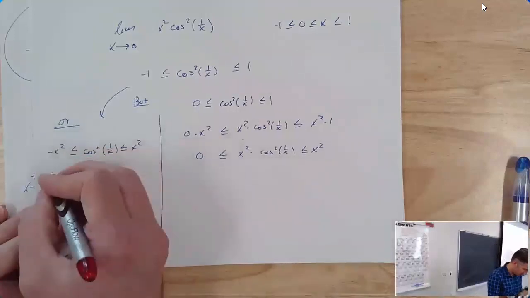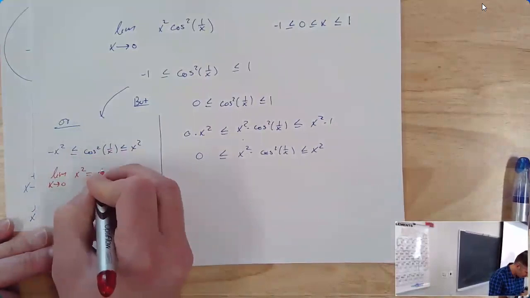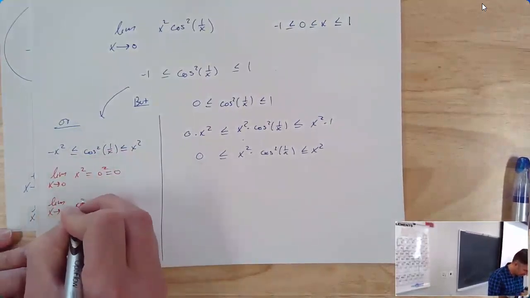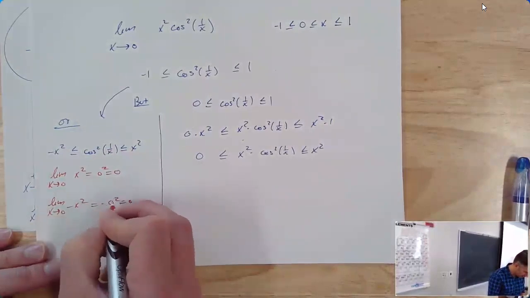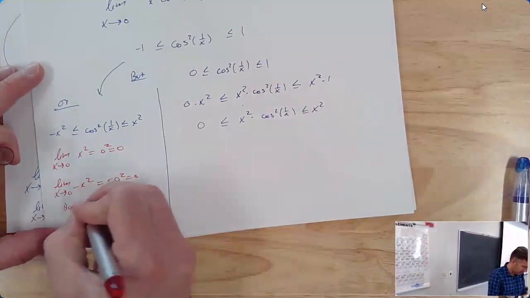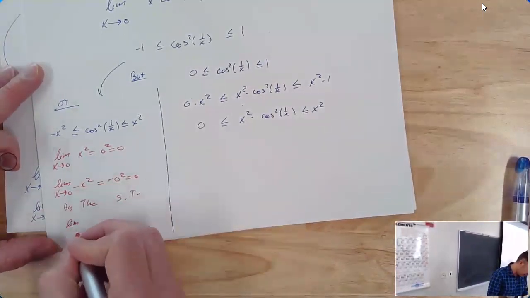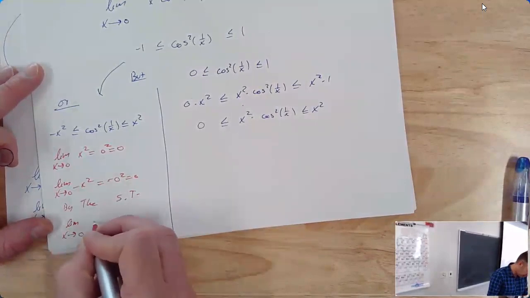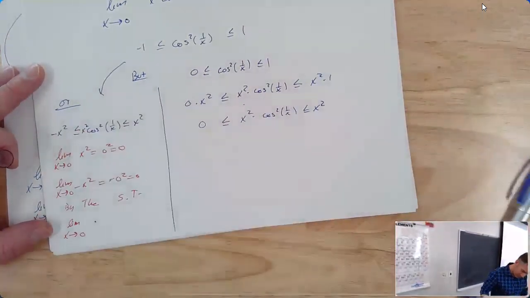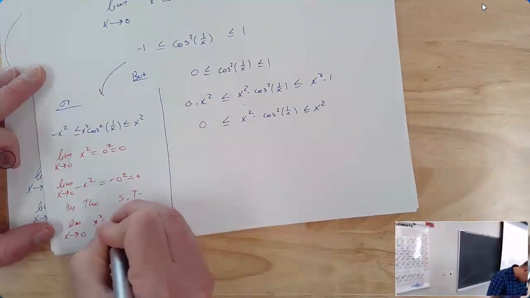In this case here, the limit as x goes to 0 of x squared is 0 squared, which is 0. The limit as x goes to 0 of negative x squared is negative 0 squared, which is 0. And so since these two limits are the same, we then usually write some words like by the squeeze theorem, the limit of the middle thing is also the same value. The limit as x goes to 0 of x squared times cosine squared of 1 over x.